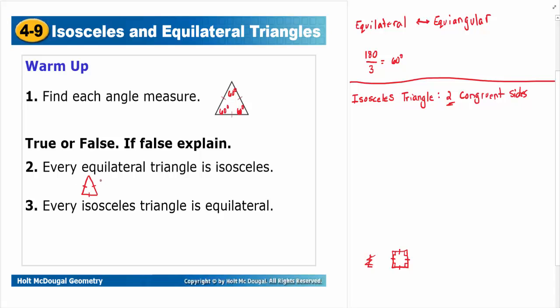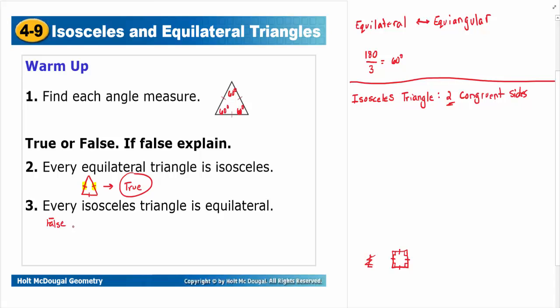We have equilateral triangles. Well, they have 2 congruent sides, so they are a special isosceles triangle. So this would be true because again you have at least 2 pairs of congruent sides. I can have those 2, or the bottom and right, or bottom and left, whatever. So that would be true. Now number 3, every isosceles triangle is equilateral. Well, that's going to be false.